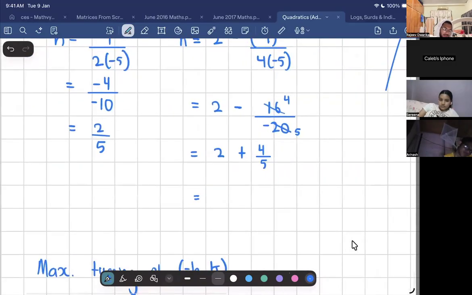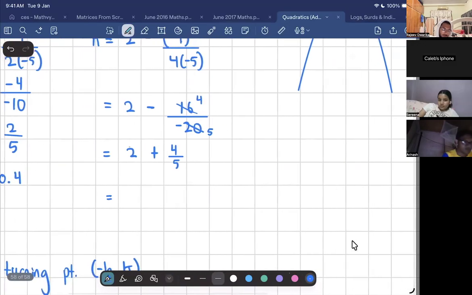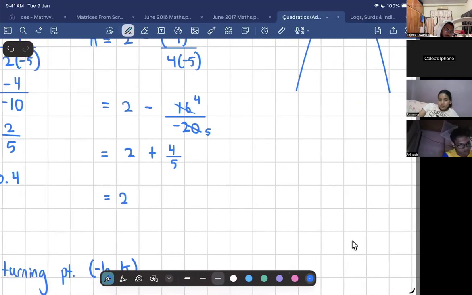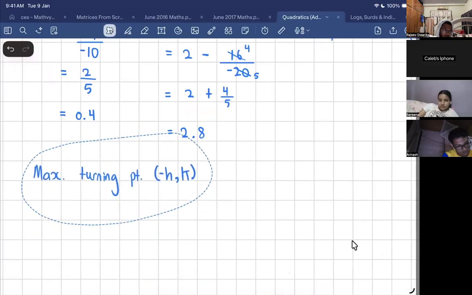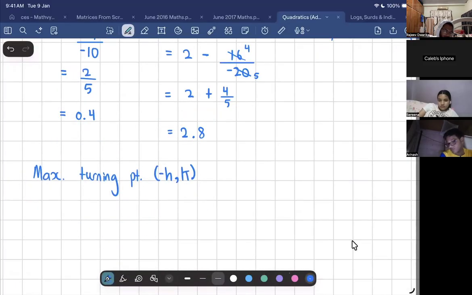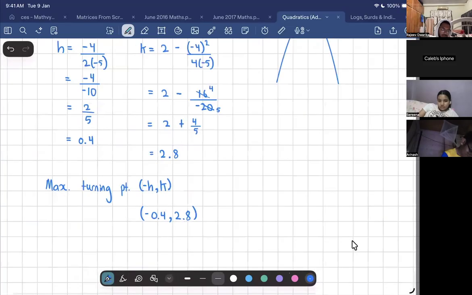But you could write your answer as a decimal if you want. So 2/5 as a decimal is 0.4, right? And 2 plus 4/5, that's going to be 2 plus 0.8. So that'll be 2.8. So my maximum turning point is going to be minus 0.4, comma 2.8. Avinash, you understand that?